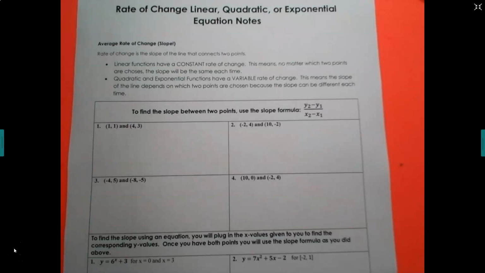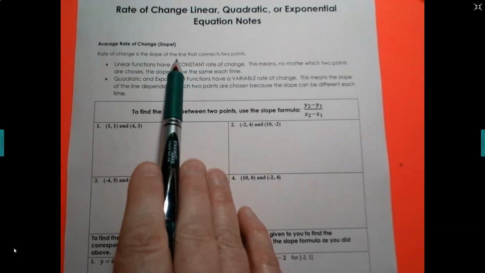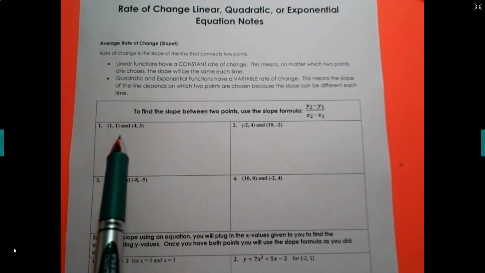Right, so today we're going to review how to find the average rate of change, or the slope, for linear and quadratic or exponential equations. So, quick review on average rate of change. It is your slope, and the rate of change is just the line that connects the 2 points. What is the slope of the line that connects 2 points?